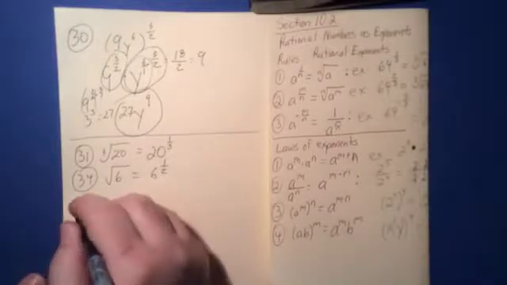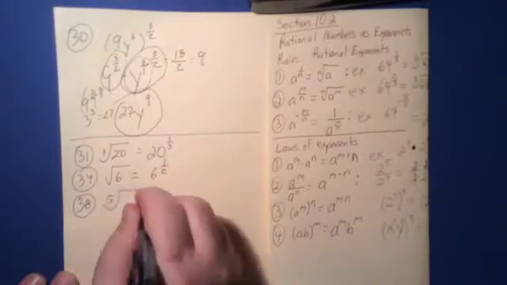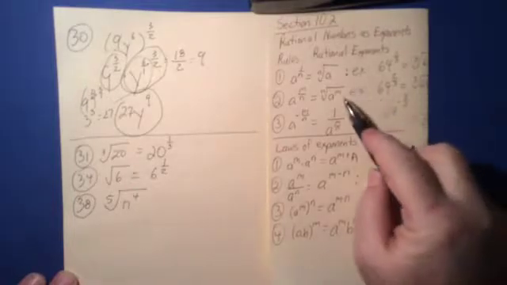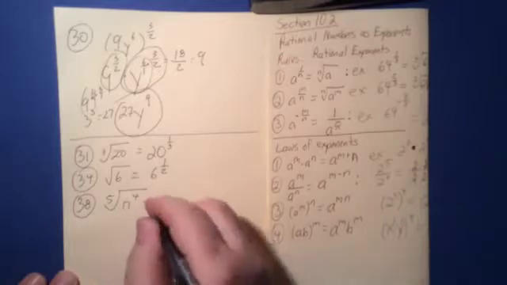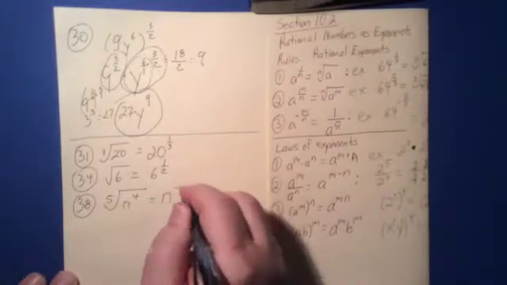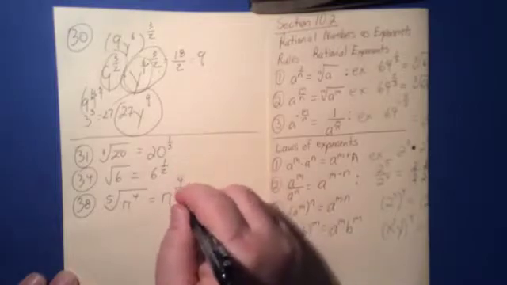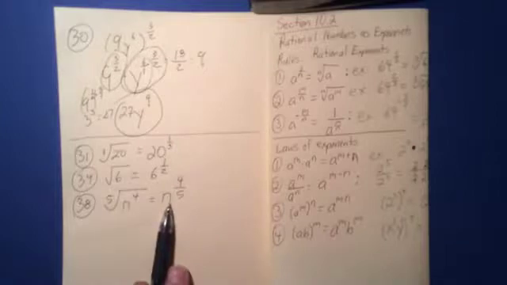Let's take a look at 38 now. Here we have the 5th root of n to the 4th. So this is kind of working backwards from rule number 2 in the top. And I'm going to go ahead and write this as n to the 4 fifths. So I take the 5th root of n to the 4th and write it as n to the 4 fifths.